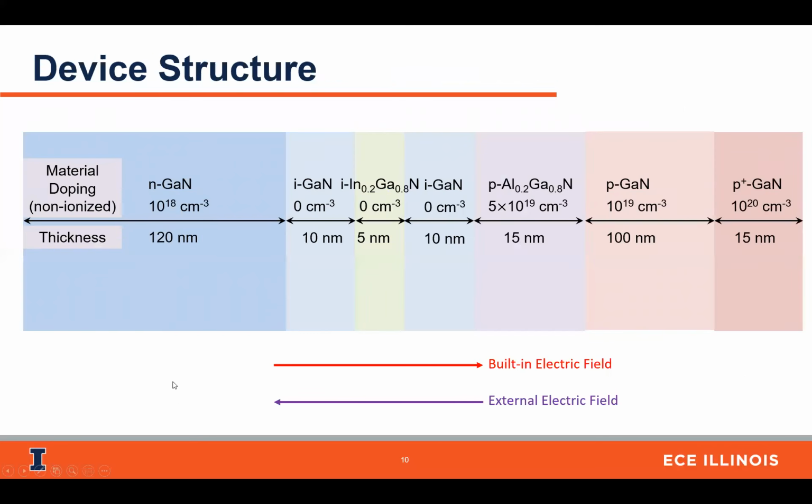Okay, so this is just a simple device structure. It's a single quantum well indium gallium nitride with 5 nanometer quantum well thickness and sandwiched by 10 nanometer intrinsic gallium nitride. And then we'll have an N-type gallium nitride with a doping concentration of 10 to 18. You have an electron blocking layer on the right hand side with a really high doping concentration of 5 times 10 to the 19, EBL thickness of 15 nanometer. And then you have p-GaN on the right hand side.